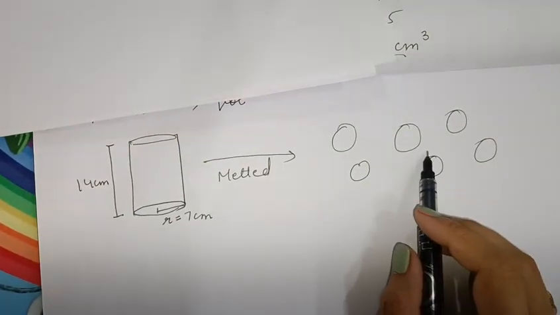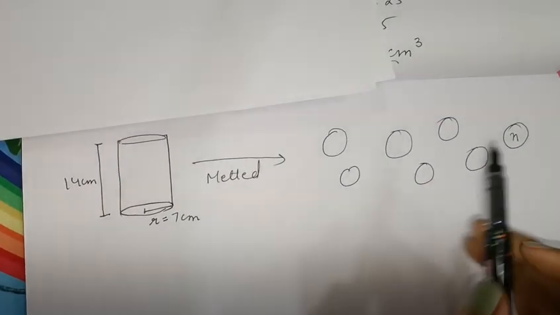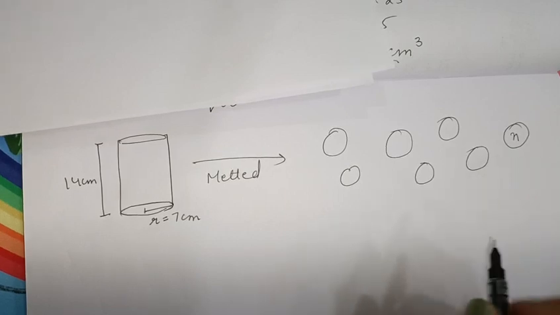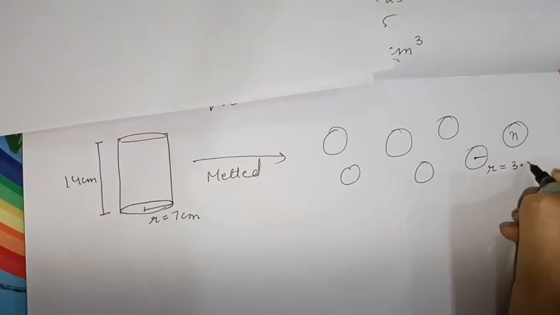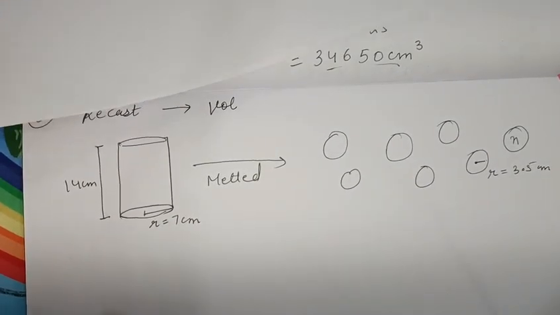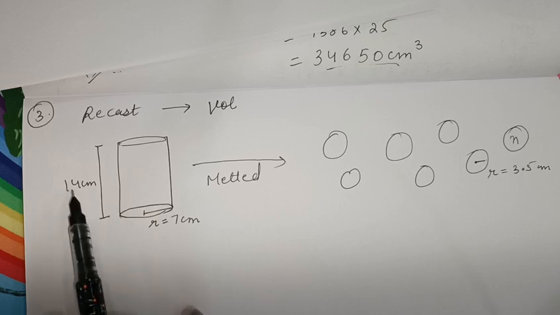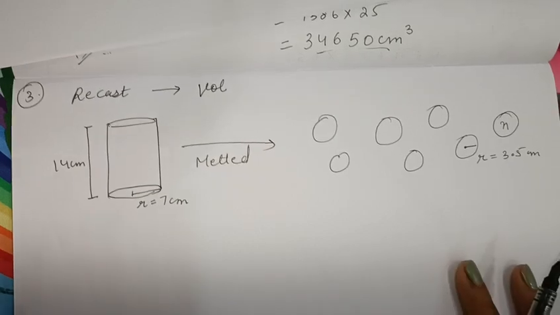We have to find the number of spheres formed. So that is what we have to find, and here the radius of each sphere is given to us, that is 3.5 centimeter. So everything is in centimeter. Very important thing when you are doing a question, check the units of all the given dimensions. So it's centimeter, so we don't have to do any type of conversion.